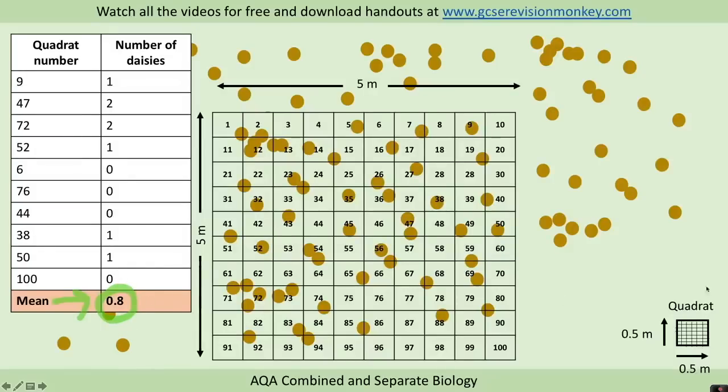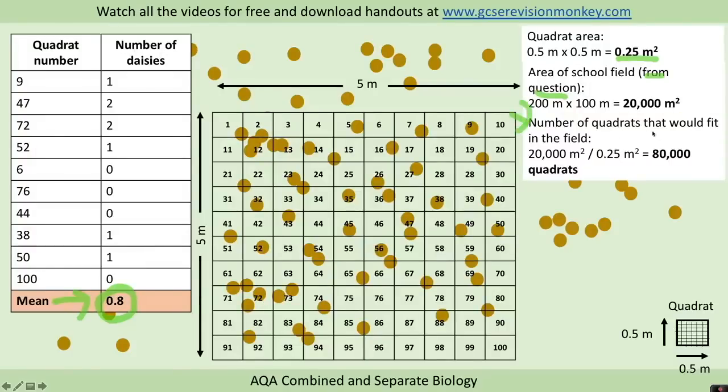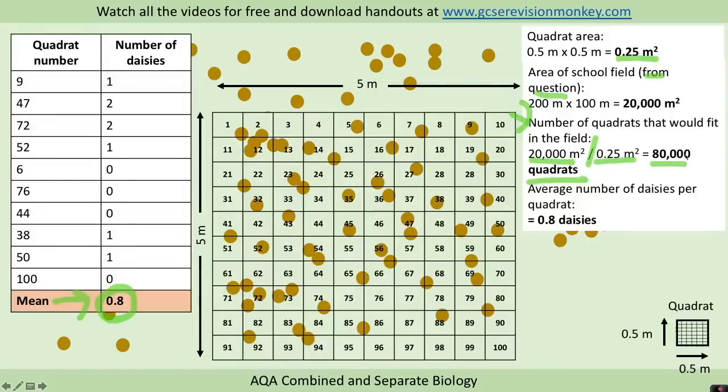So we need to know the area of our quadrat, so we do 0.5 times 0.5, and that's 0.25 metres squared. We need to know the area of the school field, so given in the question it was 200 metres by 100 metres, so 20,000 metres squared. The next thing that you need to work out is the number of quadrats that would fit in the field. So we've got the area of our field divided by the area of one quadrat, and that gives us 80,000 quadrats.